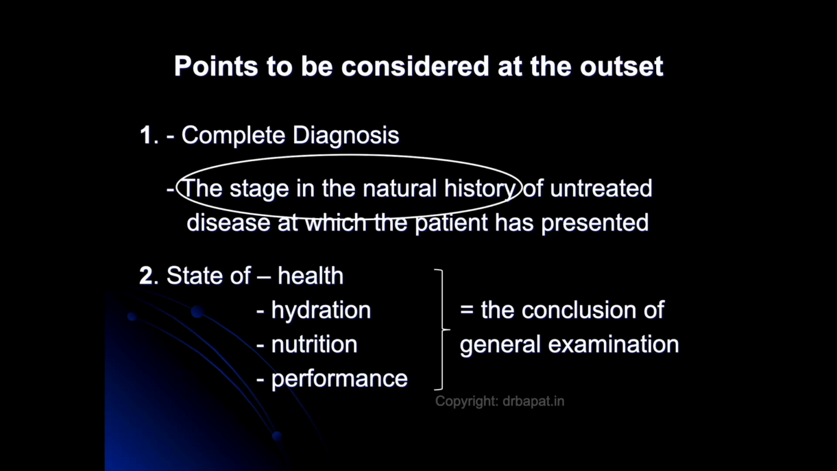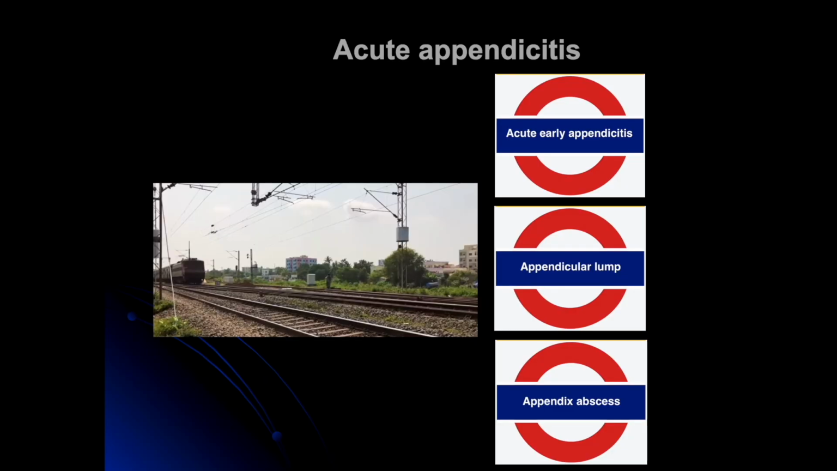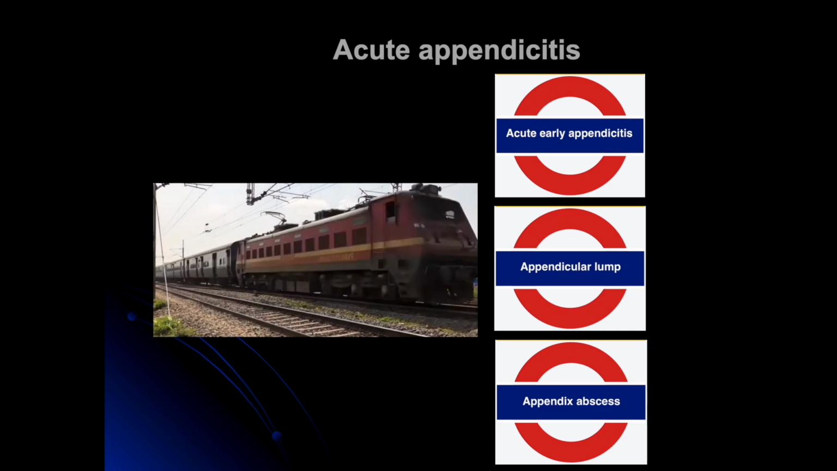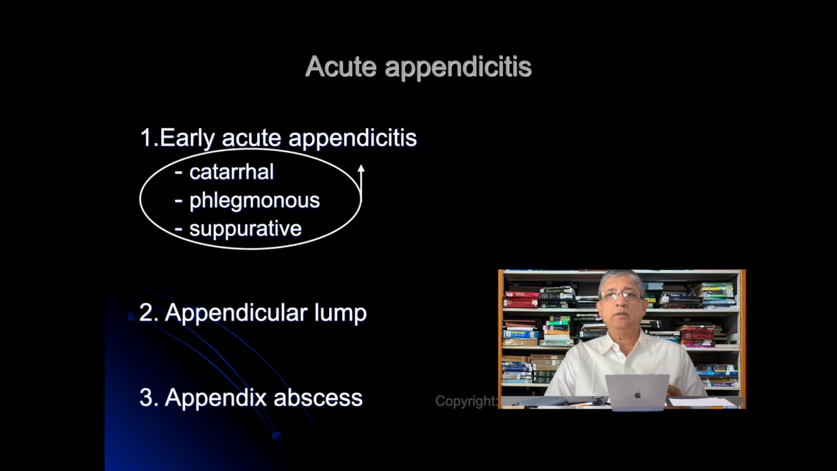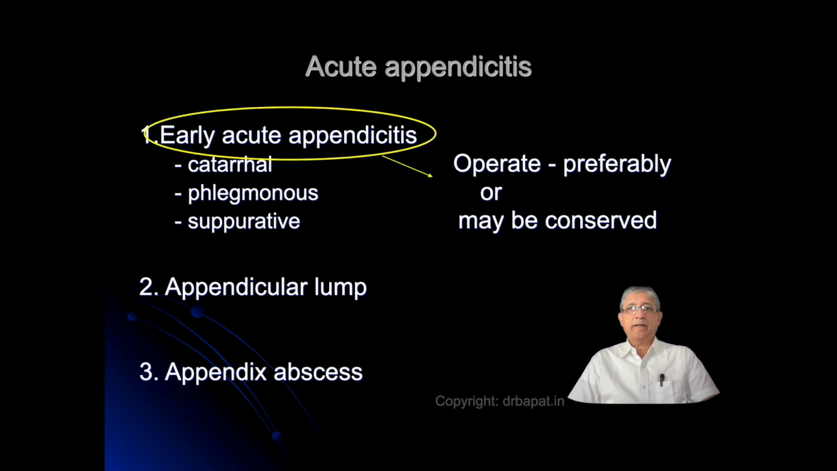In accordance with the change in pathology, treatment strategy also needs to be changed. Let me explain by taking a common example. Acute early appendicitis, appendicular lump, and appendix abscess may be considered as three important stations in the journey of acute appendicitis. Okay, pathologically, catarrhal, phlegmonous, and suppurative appendicitis correlate with what is clinically labeled as early acute appendicitis.